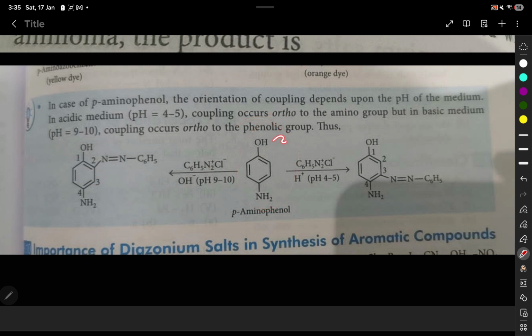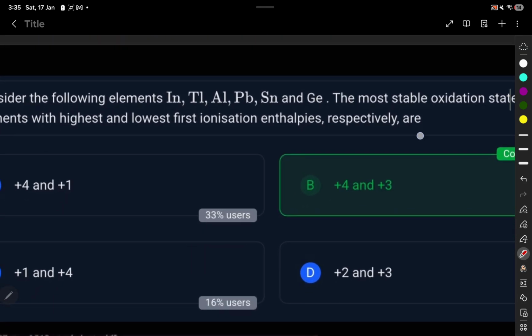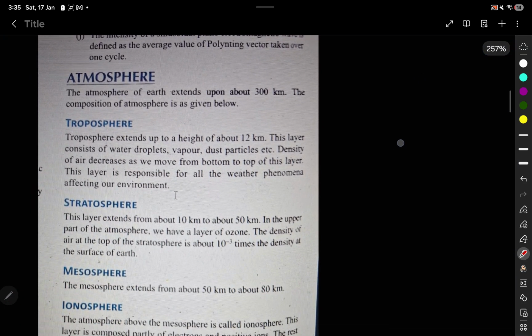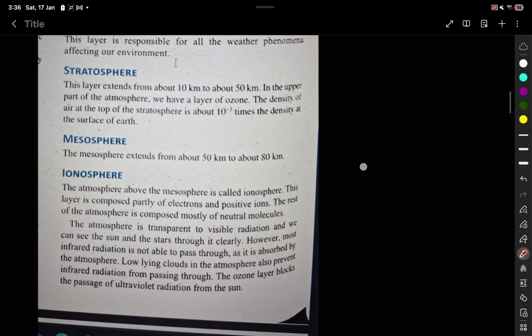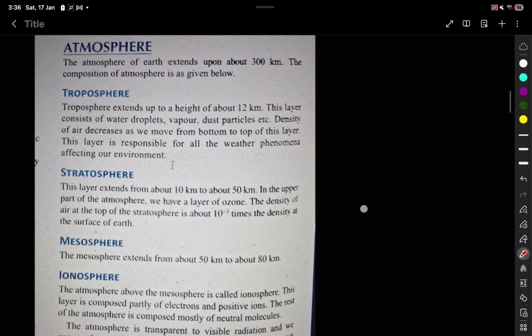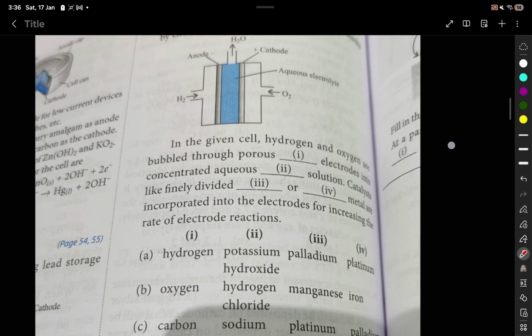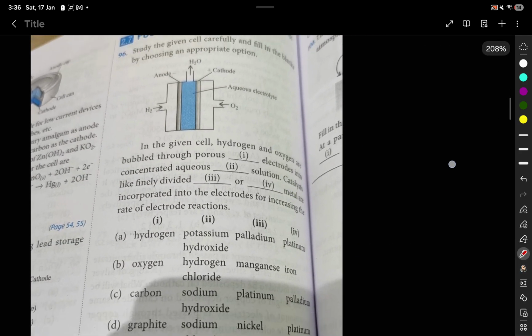Same thing you can say for basic medium, OH minus. As you can see, in basic medium this will become O minus, which will cause better EAS actually. So just remember that. And then this is, sorry, a useless screenshot, and I don't know if this is in the syllabus, I will be skipping it. Okay, fuel cells.